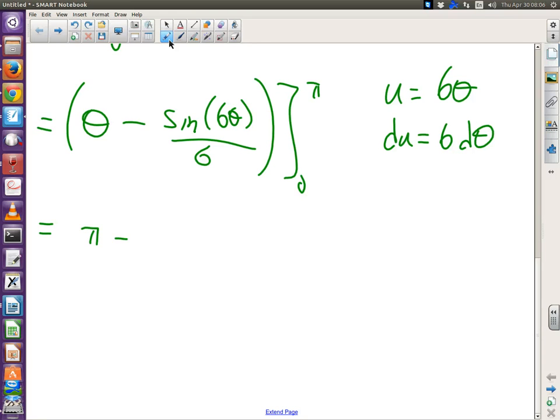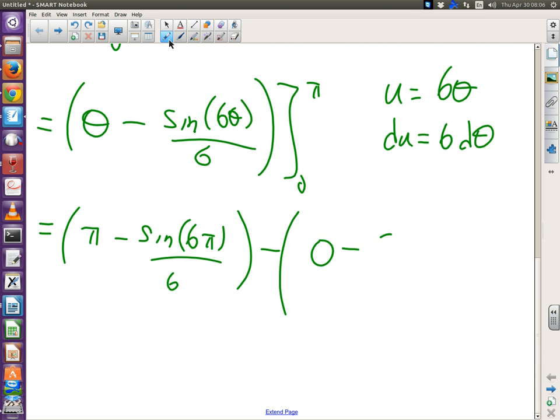All right, so minus the sine of 6 pi all over 6 minus plug in 0. You got 0 minus the sine of 0 over 6. Well, that's very exciting, because the sine of 0 is 0. And notice it's not here anymore. So this is all 0 over here. And what do you get? Well, what is the sine of 6 pi? 0. So pi minus 0 over 6 is pi. Okay, there you go. So the area of the 3 petals is pi square units.